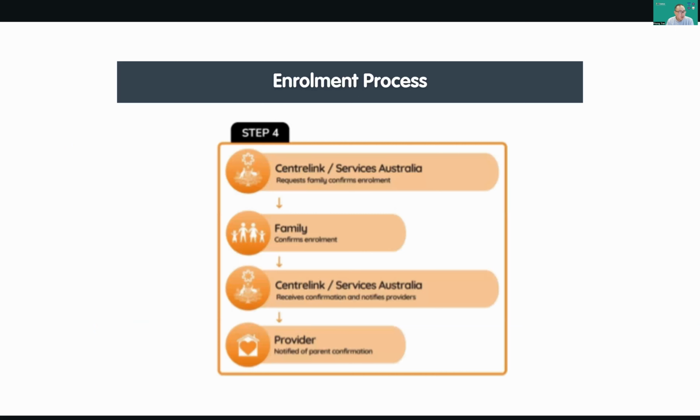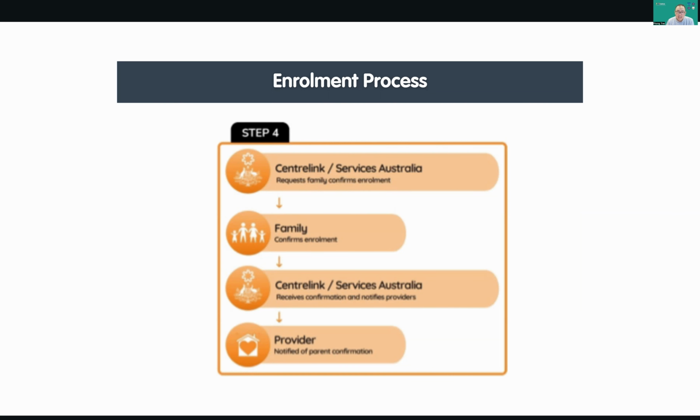Step 4. We're actually almost there, guys. Step 4 is about the individual or the primary carer confirming the enrollment. So everyone's involved at this stage. In terms of the family's involvement, after you as the provider submit an enrollment notice for a child, the individual will be notified and asked to check their main enrollment notice details. This will occur through Centrelink, online, or MyGov.